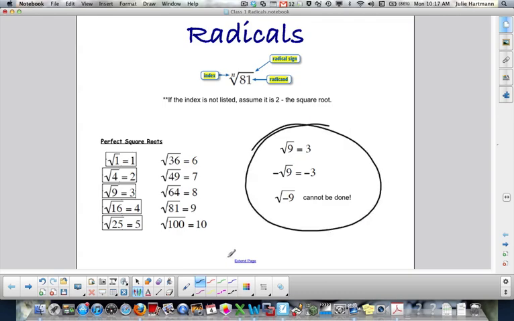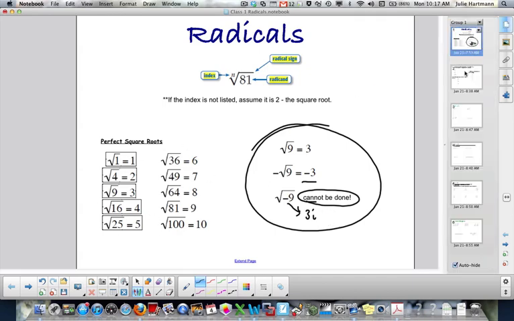When you have the square root of 9, that is just 3. If it's a negative square root of 9, that is a negative 3. The square root of negative 9 cannot be done, however, we know that that is 3i. Correct? That's your imaginary number. So what we're looking at today, though, is just the positives. So let's do some examples.